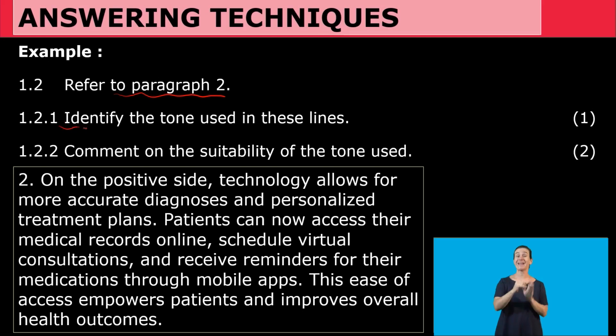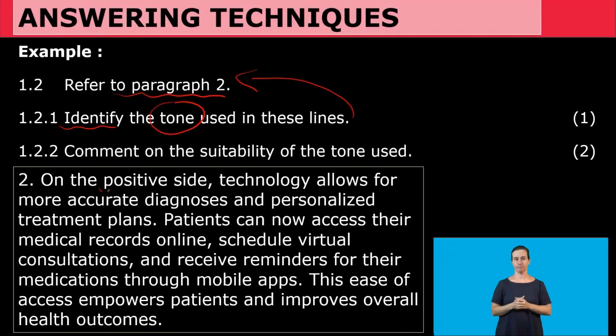Identify is the verb of questioning. The tone used in these lines. Make sure you go back to the text. So on the positive side, we know that we look for diction, for words to find tone. Here is the word positive, but positive is not strong enough. It can help to guide you in the right direction, but it's not strong enough as an answer.